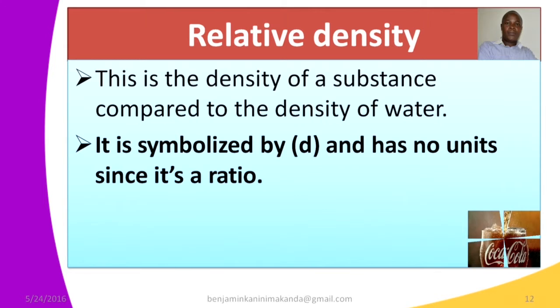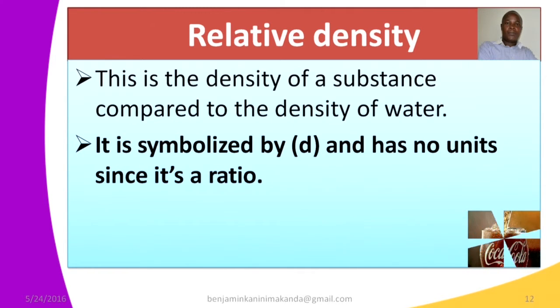An example: if the density of mercury is 0.8 grams per centimeter cubed and that of water is 1 gram per centimeter cubed, then calculate the relative density of the two. Relative density equals the density of that substance divided by the density of a given volume of water. Therefore, the relative density of mercury and water is going to be 0.8 grams per centimeter cubed divided by 1 gram per centimeter cubed of water.